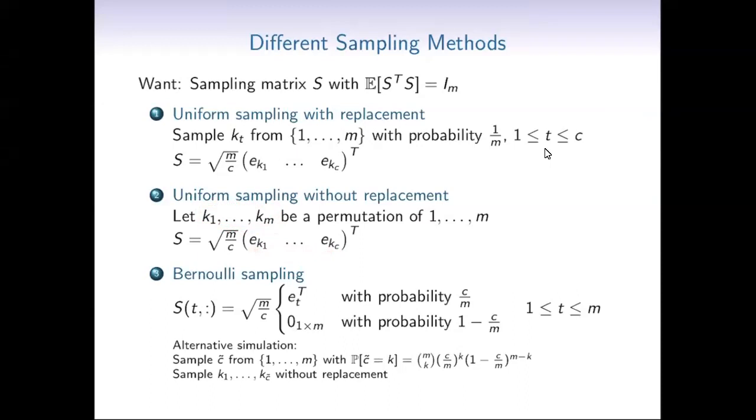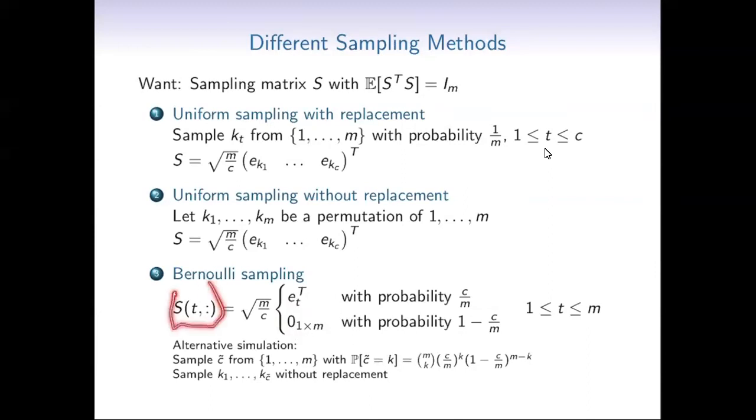Third method is Bernoulli sampling. So there you get a square matrix. For each diagonal element, with probability c over m, you pick the corresponding row of the identity matrix, and with probability 1 minus c over m, you just put a 0 row there. So this is going to be an m by m matrix. And we don't know in advance how many non-zero diagonal elements this matrix has. However, in expectation, on average, it has c non-zero diagonal elements.